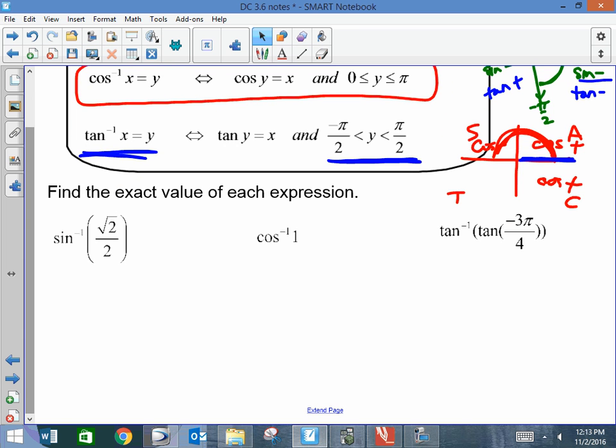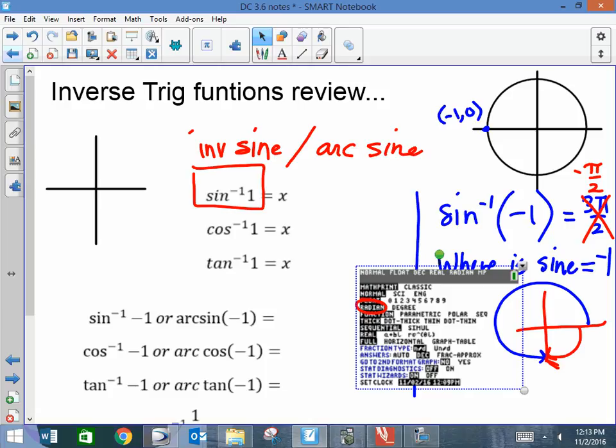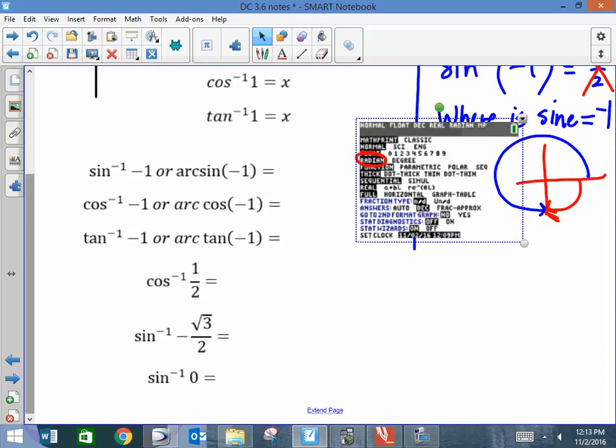Let's try a couple. Okay, let's go back here. This is the first page. Inverse sine of -1, or arc sine of -1, just to be clear, is negative pi over 2. Okay? Now, there are literally 8,000 things that you could say about that, but that's not what you want. You want the one value.